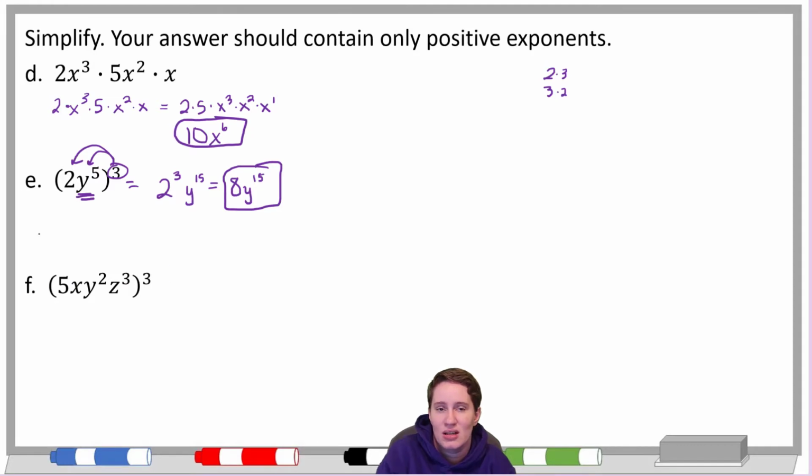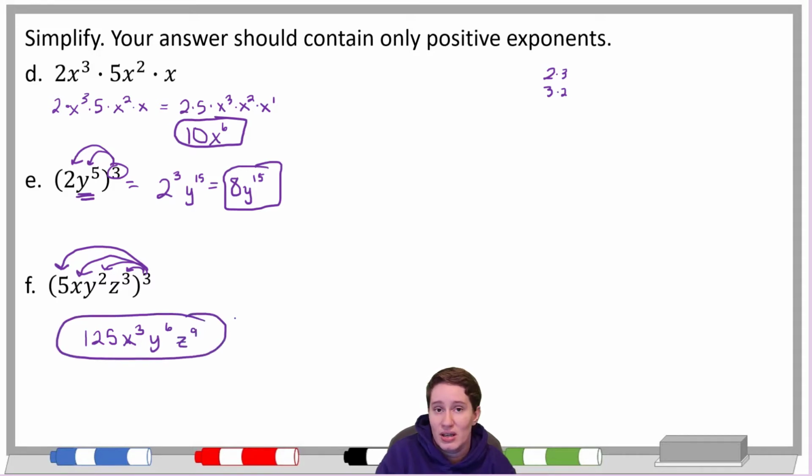This one, same kind of deal. And so this one I don't feel like has anything extra to it. We're going to cube everything inside of our parentheses. So let's see. I'm going to cube the 5. That's 5 times 5 times 5, which is 25 times 5, which is 125. And then x also needs to be cubed. So that's x cubed. And then y squared needs to be cubed. So if you cube y squared, you have y squared 3 times, so that's y to the 6th. If I do that with z cubed, having z cubed 3 times means I have z to the 9th. So this is my answer.